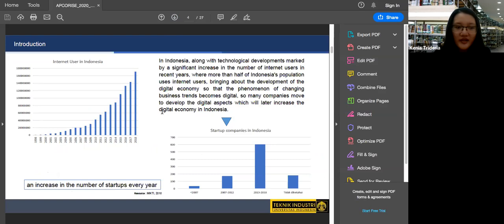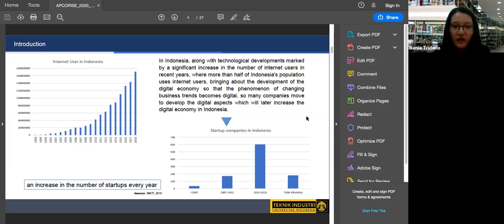Let's say Kopi Kenangan, Dana, OVO, and etc. Why there are so many startups exist in Indonesia nowadays? Along with the increasing number of internet users in Indonesia, as we can see from the left chart, it has a really significant increasement in which this graph actually shows us the number of internet users in Indonesia is more than half of the Indonesia's population.